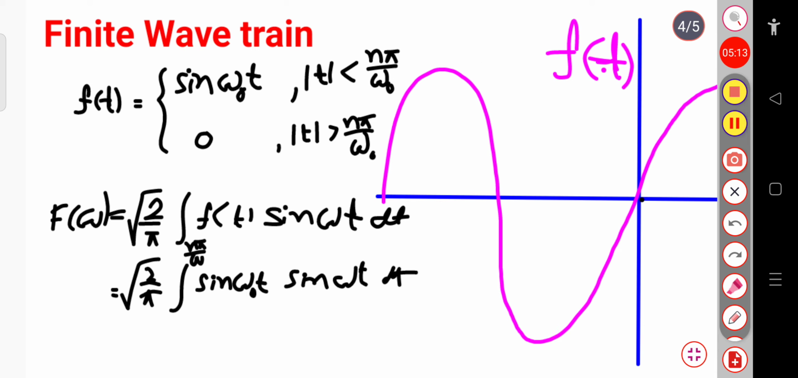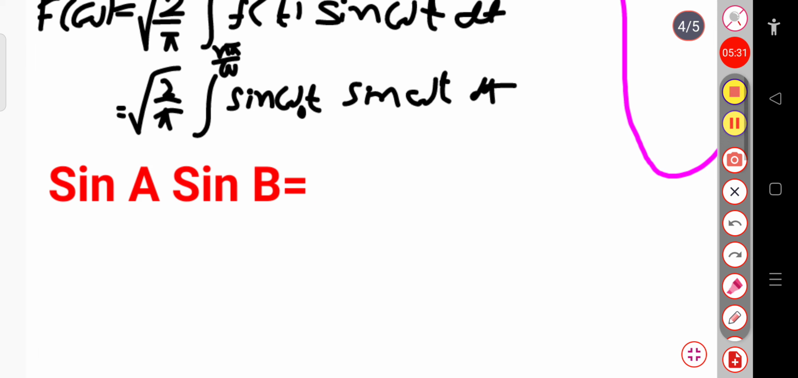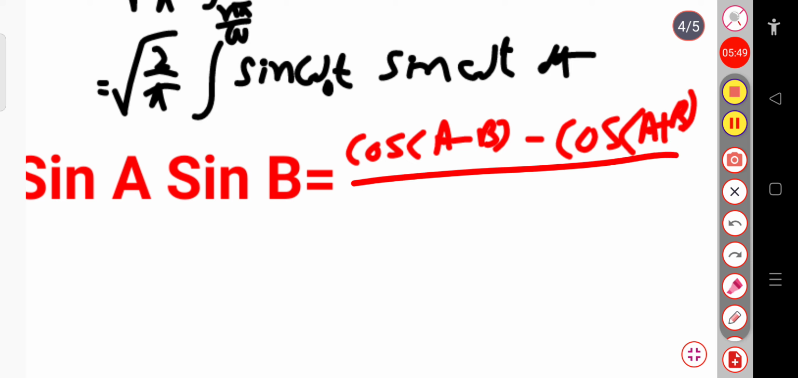Now we have to solve this integration, from 0 to n pi by omega. We have to solve the integral of sin omega naught t into sin omega t dt. We know sin A into sin B is equal to cosine (A minus B) minus cosine (A plus B), whole divided by 2. Okay, this is our formula.